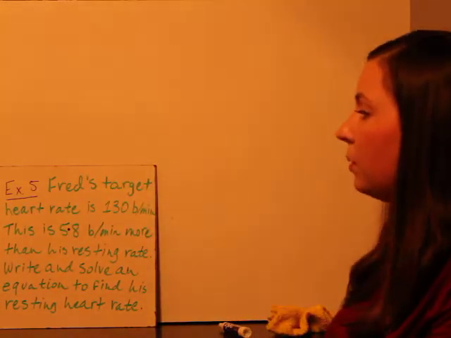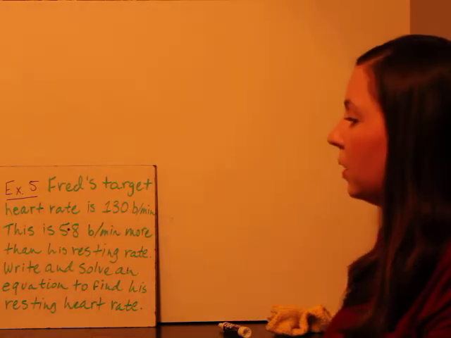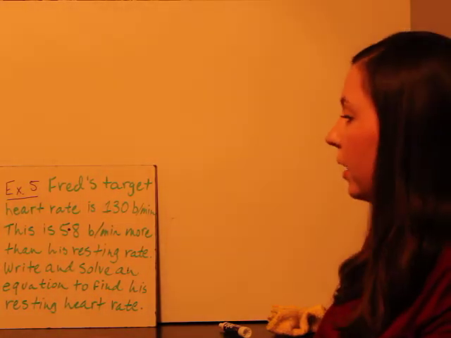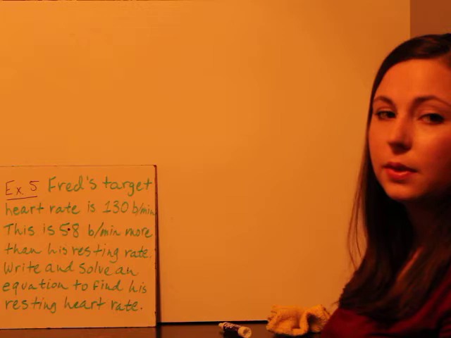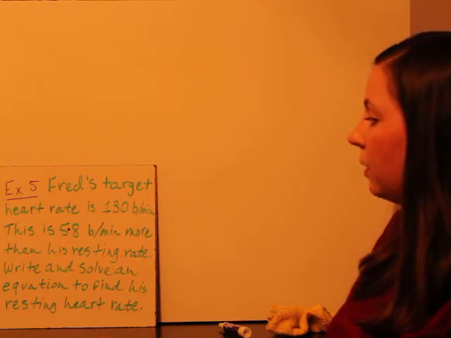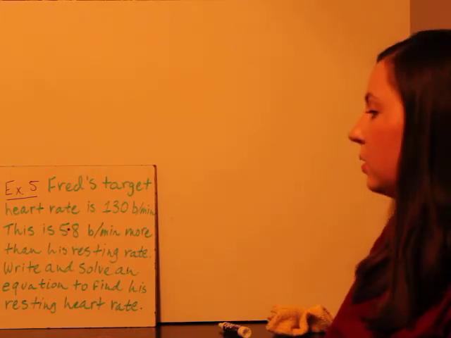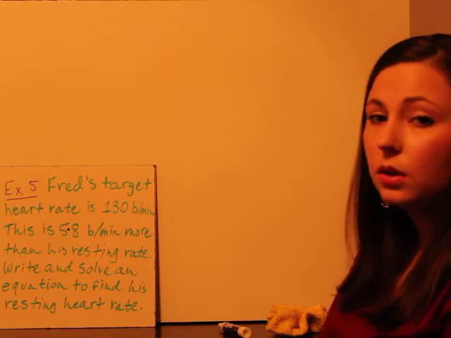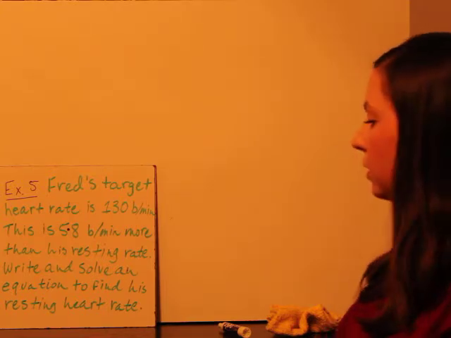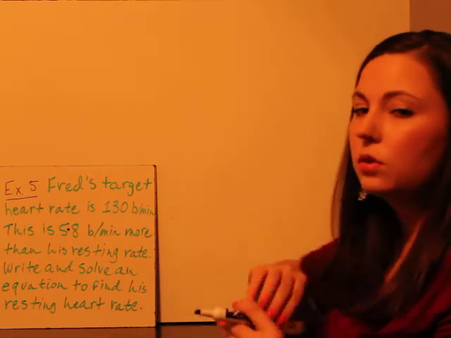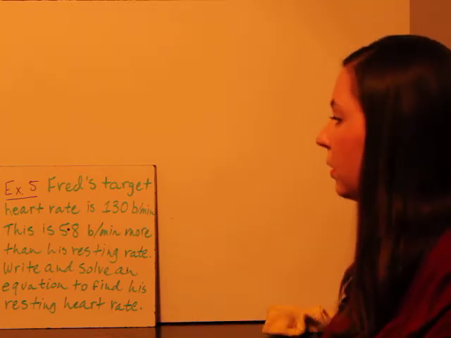Now we've got a couple of word problems we're going to do. So Fred's target heart rate is 130 beats per minute. This is 58 beats per minute more than his resting rate. Write and solve an equation to find his resting heart rate. Okay, this goes back to our writing expressions here.